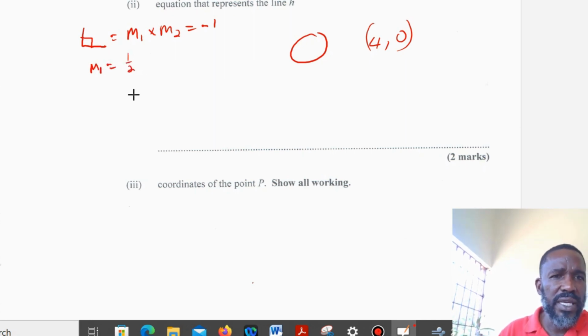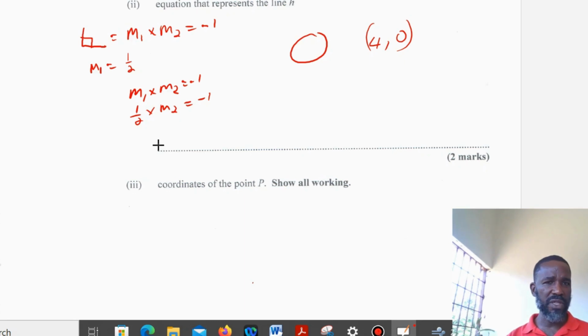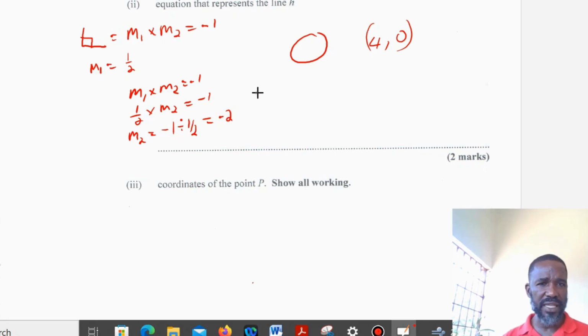So what is that saying to us? That m1 times m2 is equal to -1. So therefore, a half times m2 is equal to -1. Whenever we want to find the second gradient, we can always flip and change the sign. Following the mathematical concept, m2 is -1 divided by a half, and that is equal to -2. So we now know that the gradient of the second line is equal to -2.